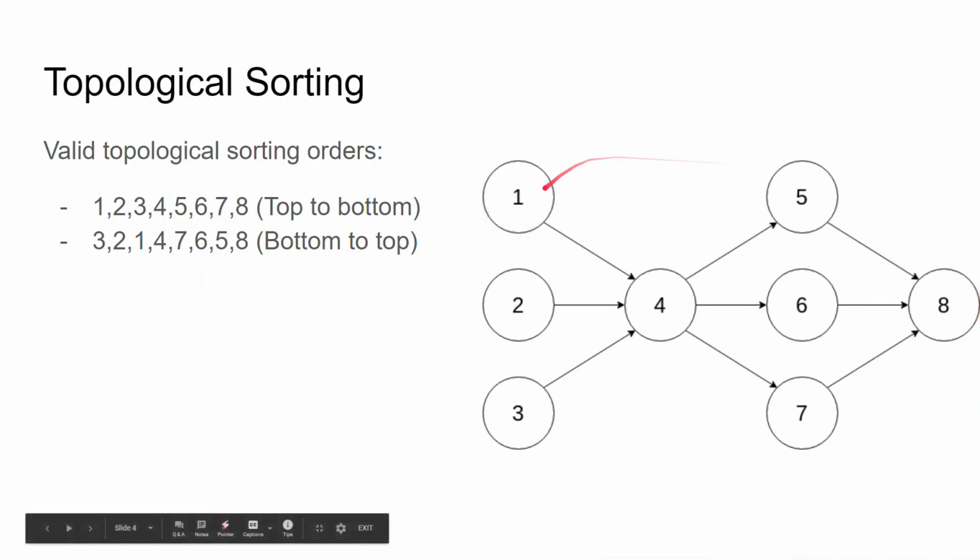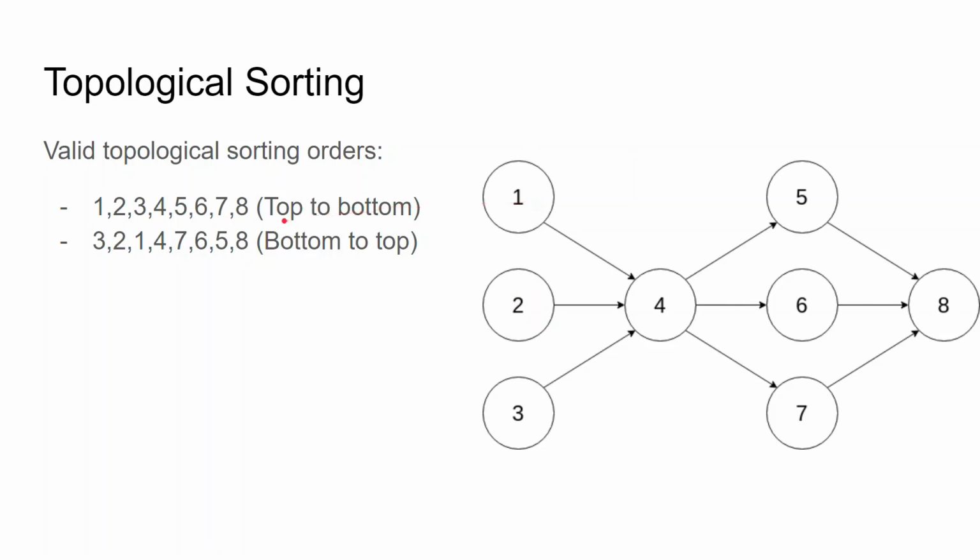Here you can see we have a graph, and to perform topological sorting, one way is to go top to bottom, top down. We can take all the nodes that have no prerequisites, the courses that have no prerequisites, and add them to the order first. Node 1, node 2, node 3, and then node 4, because in order to do node 4, you have to complete node 1, node 2, node 3. Then you can complete node 5, node 6, and node 7.